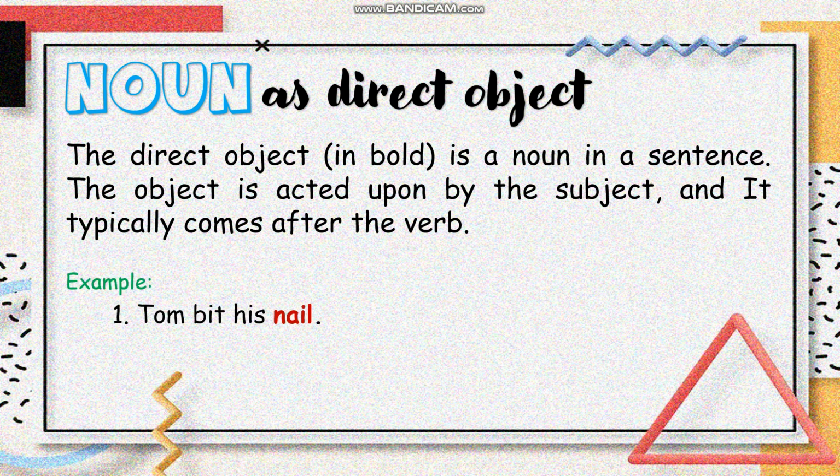Now, to make it clear, we have an example here. Tom bit his nail. We have here nail as the direct object that refers to bit. We also have I am painting the doghouse. Doghouse would be the direct object referring to the verb painting. Okay, that's the function. Direct object, the recipient of the action for a particular verb here.